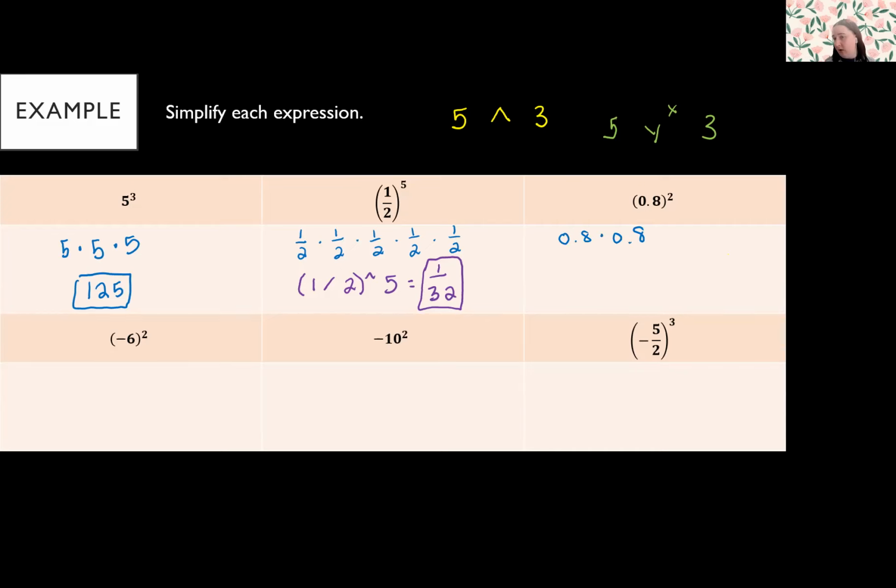If you're given your problem with your exponent and a decimal, then you can leave your answer in a decimal. So you don't have to convert this one to a fraction. You can keep it as a decimal. And so you just have to multiply these, you get 0.64.